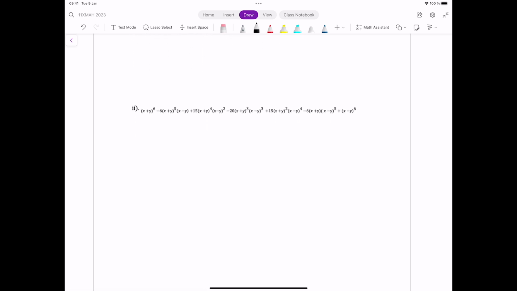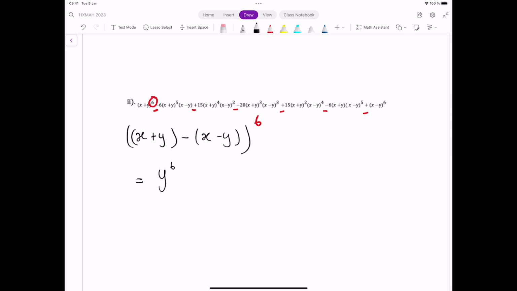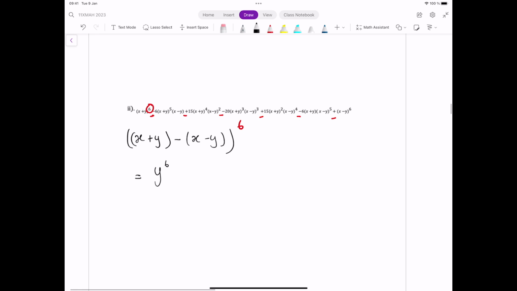Okay, same idea here. This is just the expansion of x plus y, plus, it's actually going to be minus x minus y. We know it's minus because our signs are alternating here, and that means it's minusing. And it's to the power of 6. So this is just simply going to be y to the power of 6. Lovely.